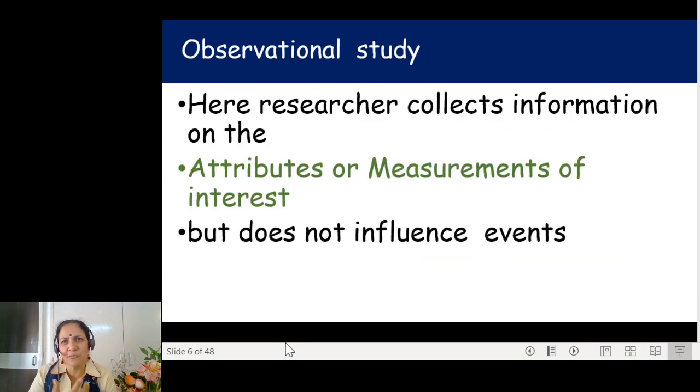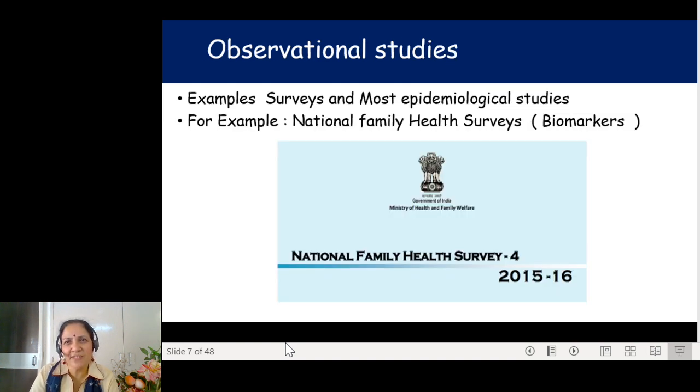An observational study is one where the researcher collects information on the attributes or measurements of interest, but does not influence the events. Some common examples of observational studies are surveys and most epidemiological studies. For example, since I take up social pediatrics, one of the most common observational studies is the National Family Health Survey. As you know, it is a major demographic survey, and we have figures of National Family Health Survey 4, and currently NFHS 5 is going on.